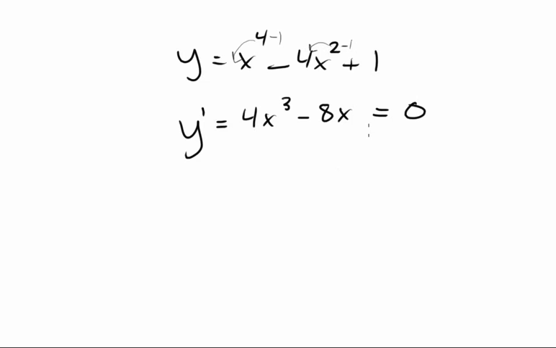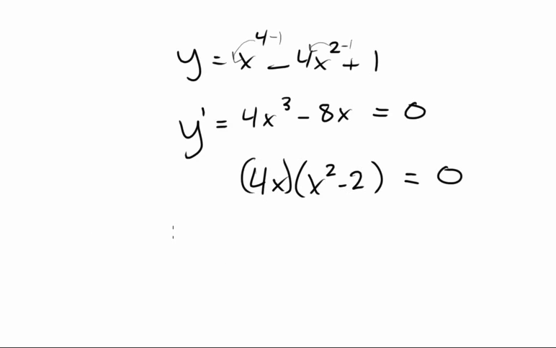Now, first thing, we have an x in each term, so let's go ahead and factor out 4x. So we get 4x times x squared minus 2 equals 0. Now we have two things multiplied by each other, so in order for this to be 0, this will be 0, or this will be 0.